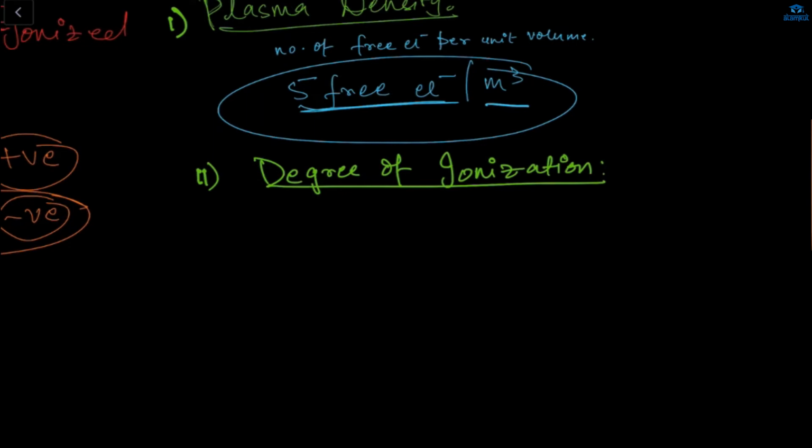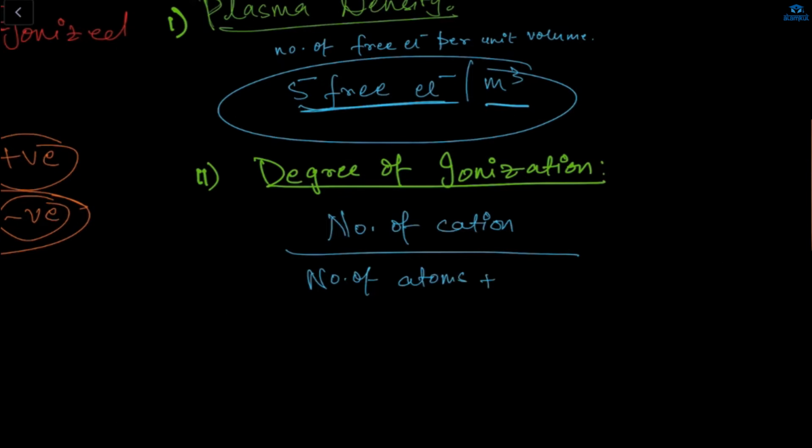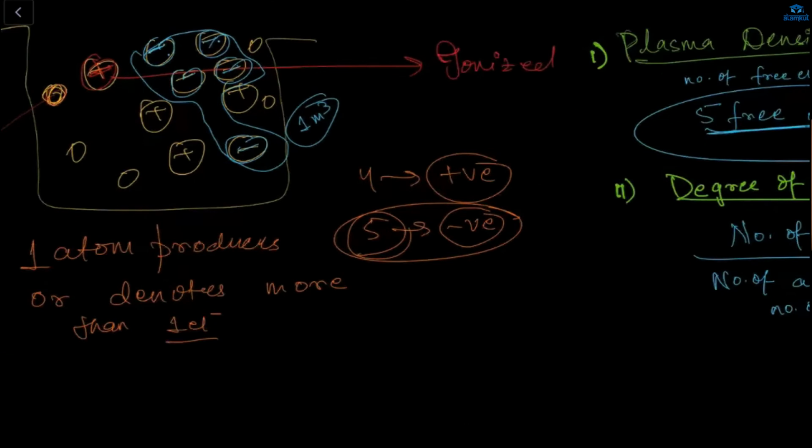What is degree of ionization? Total 9 atoms were there, and only 3 got ionized. Let me explain. Here, what is the degree of ionization? Degree of ionization means the number of cations upon the number of atoms plus the number of cations. And here, the number of cations is how much?